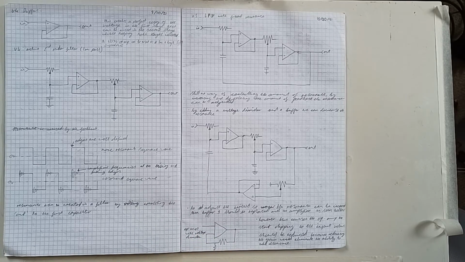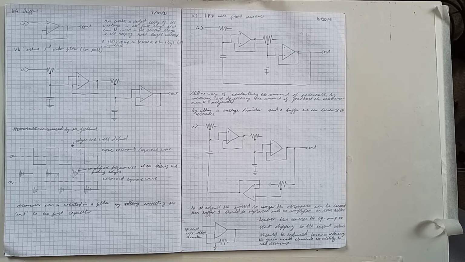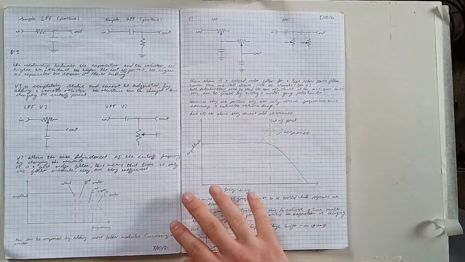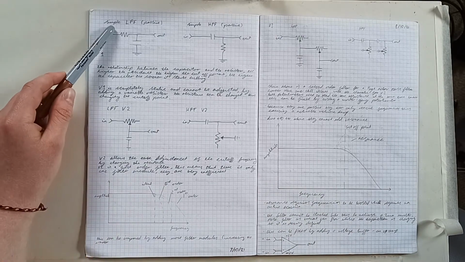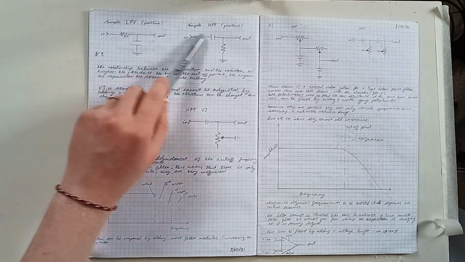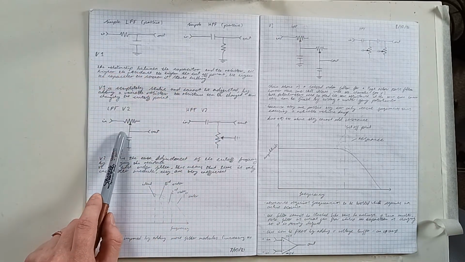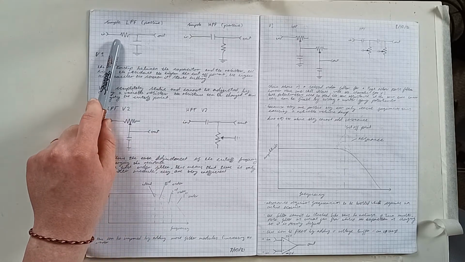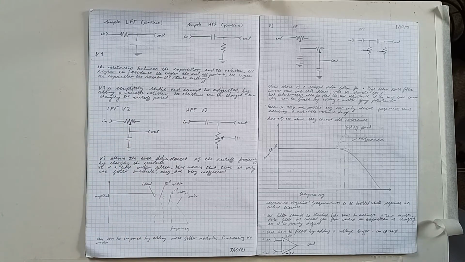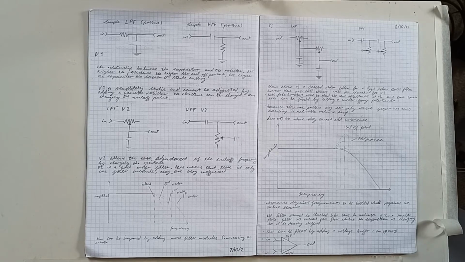Now, very quickly, I would like to demo just the most basic passive filters here. So just these 4 here using a rheostat and a capacitor, or a resistor and a capacitor. So I'll quickly set those up and show you them now.